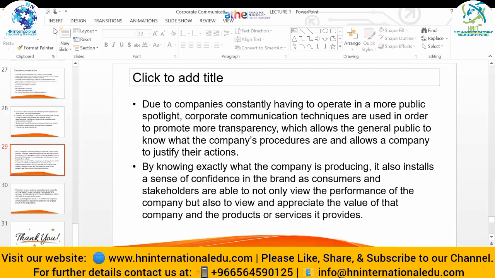By knowing exactly what the company is producing, that is what they are making, it also instills a sense of confidence in the brand as consumers and stakeholders are able to not only view the performance of the company, but also to view and appreciate the value of that company and the product or services it provides. Like in many restaurants nowadays, they have started a live kitchen. It ultimately helps the consumers to eat more because they know they're making everything in a hygienic way.